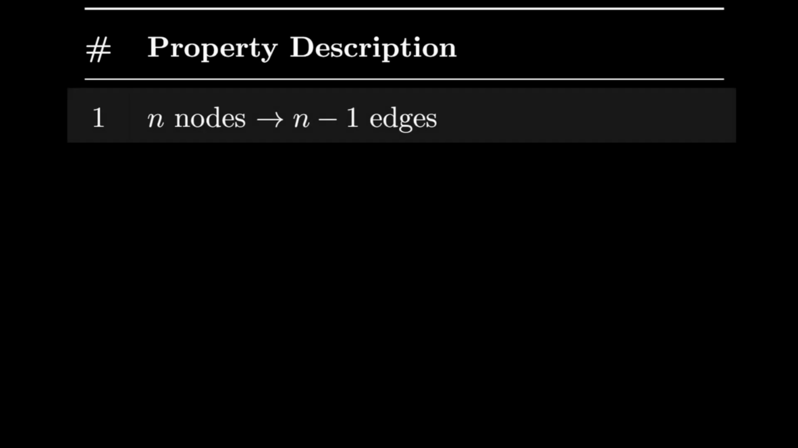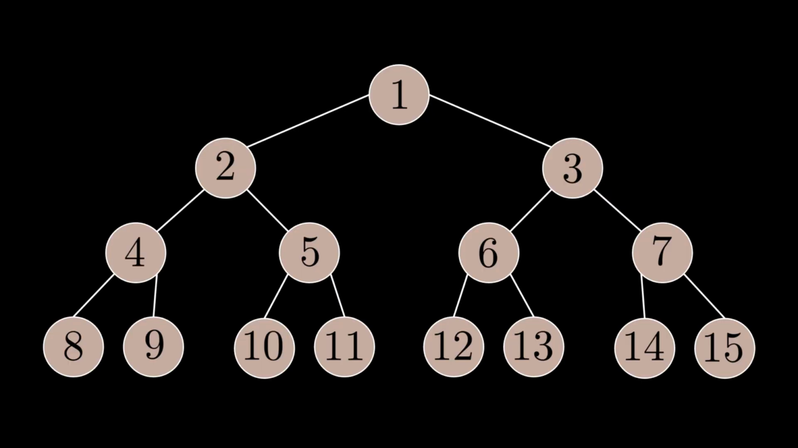A binary tree with n nodes has n-1 edges. This is because every node, except the root, connects to the tree with exactly one edge. For example, this tree with 15 nodes has 14 edges.